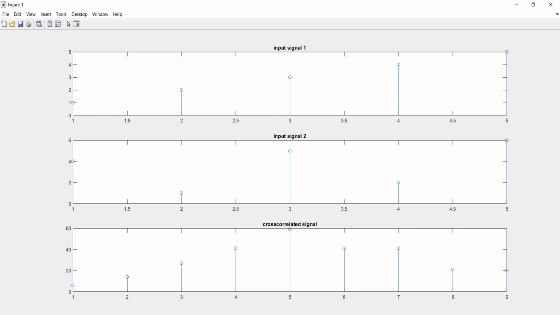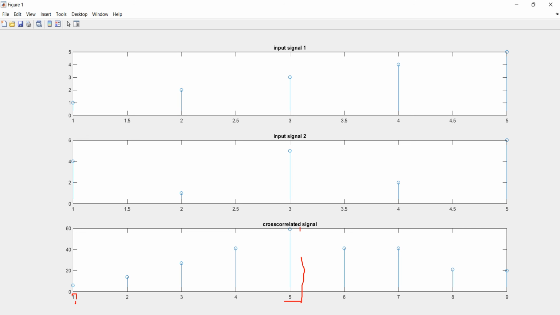Let us see the output of the code which we have written. Similar to the previous code, at n equal to 1, it is 5, and so on. At n equal to 2, somewhere around 19. And at n equal to 5, it has reached the very peak. It means that the signals look approximately or very much similar at that n value.